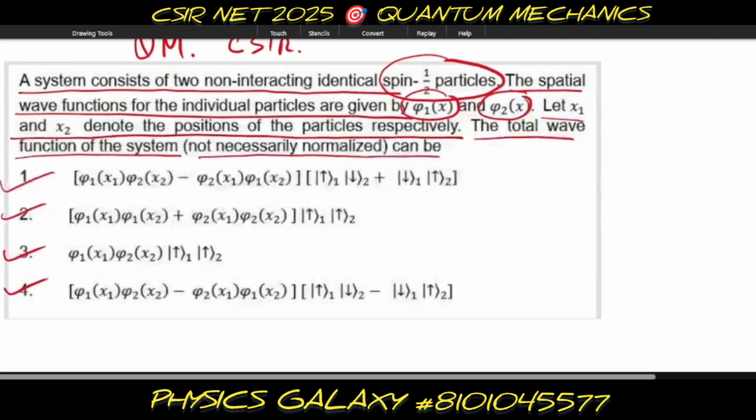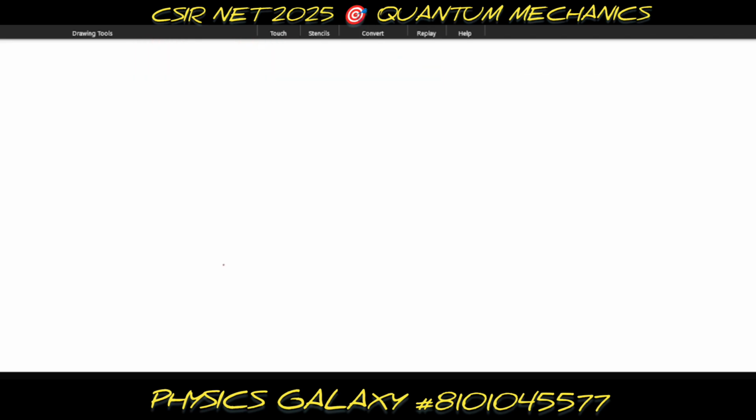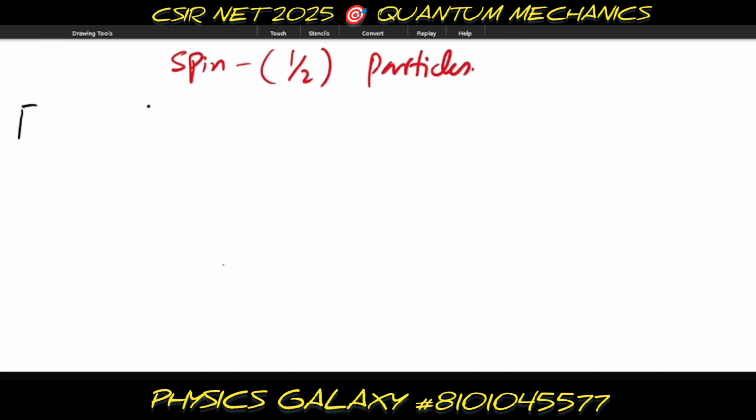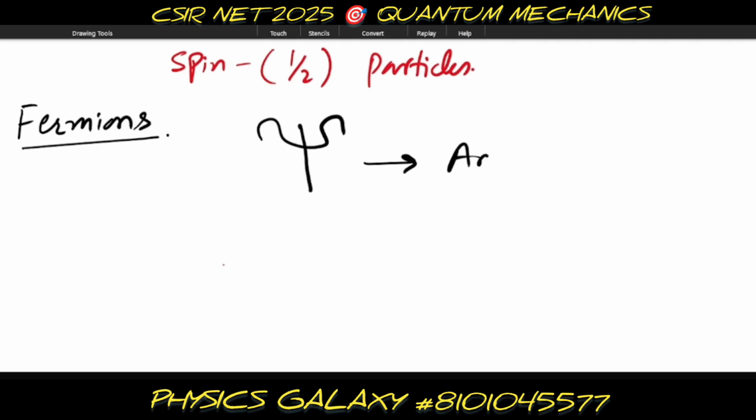So these are two non-interacting spin half particles. Spin half particles means they are fermions, right? So they are fermions, and fermions obey Fermi-Dirac statistics. Now, for fermions, what we know is that the wave function, let me denote that by capital Psi, has to be antisymmetric. So psi has to be antisymmetric for fermions.